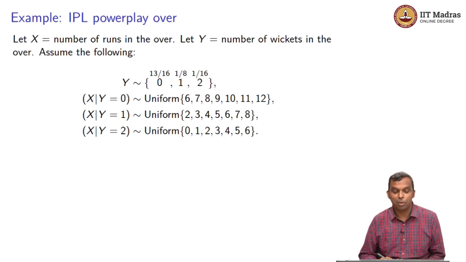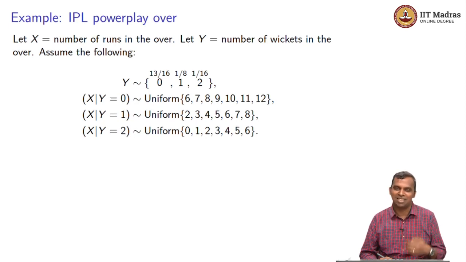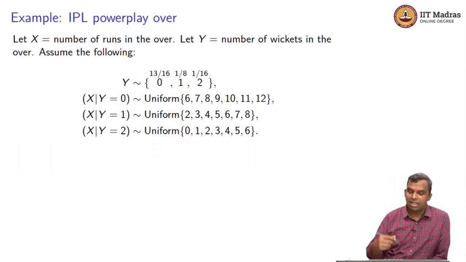So we come back to our familiar IPL power play over. I've been talking about distributions around the IPL power play over a lot, and we'll continue that in this course. Once again, I'm at the IPL power play over, and I'm going to let a random variable x denote the number of runs in the over, and y is the number of wickets in the over. Okay, number of people who got out. All right.